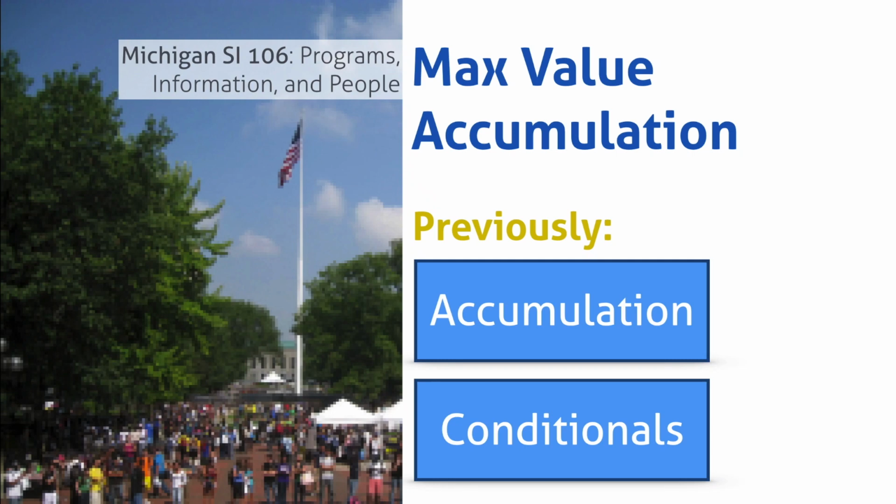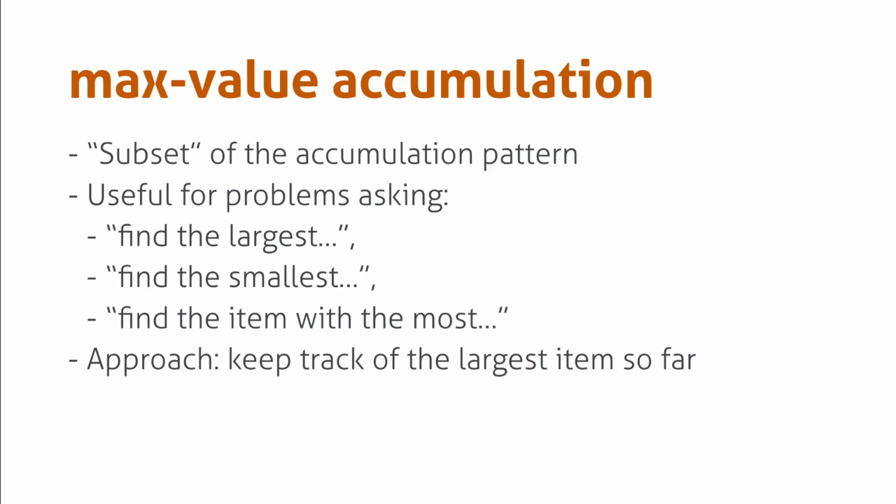Max value accumulation is one application of the accumulation pattern. With max value accumulation, we're using the accumulation pattern to find the largest something, or the smallest something, or the item with the most something, etc. And the approach that we'll take is to keep track of the largest item so far.